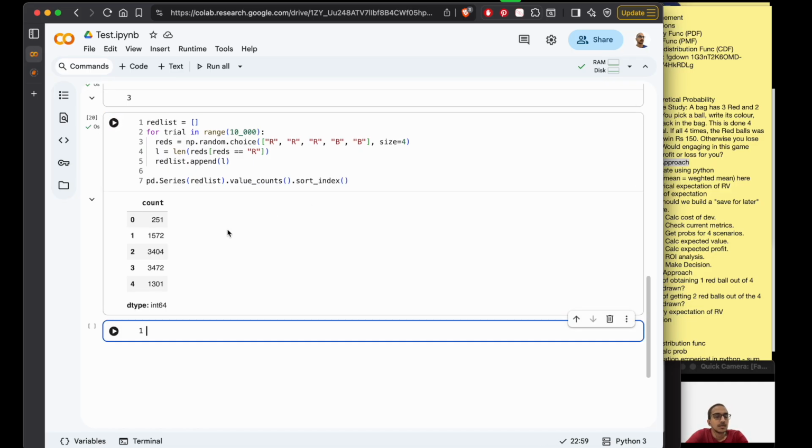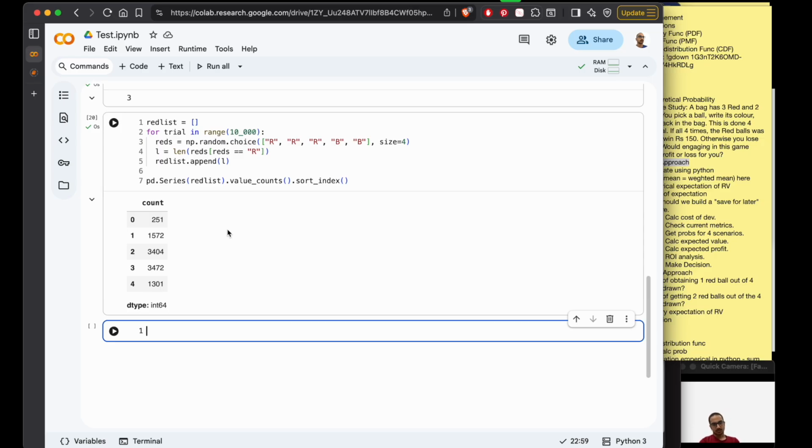So if you see, we got 0 reds 251 times. We got 1 red 1572 times. We got 2 reds around 3000, 3 reds another 3400 times, and 4 reds we got 1301 times. That is total 10,000. These are 10,000 trials.